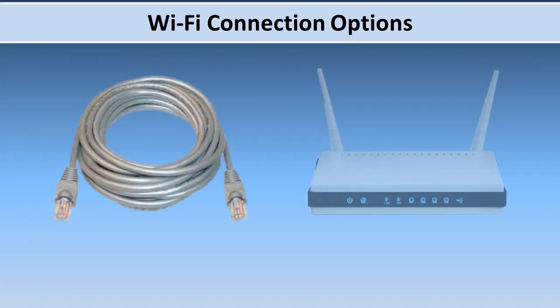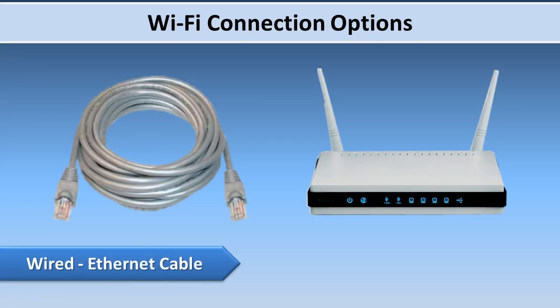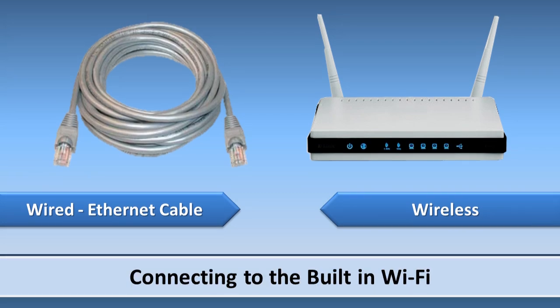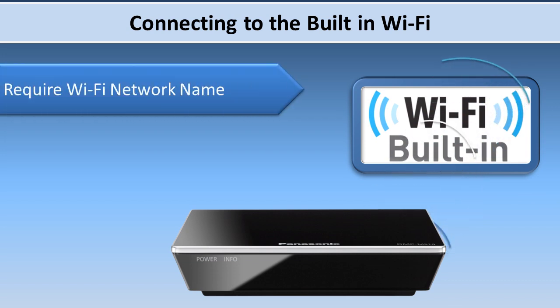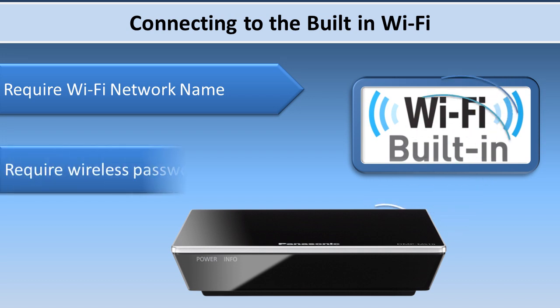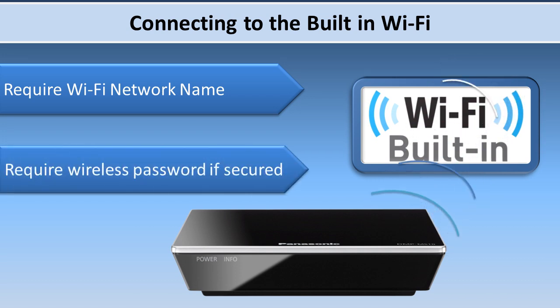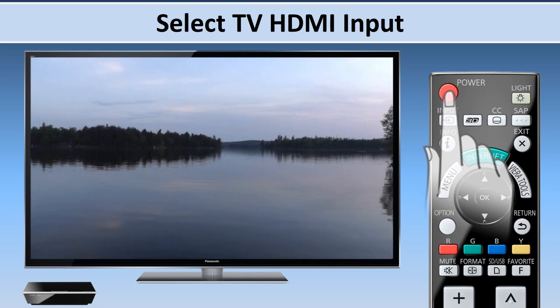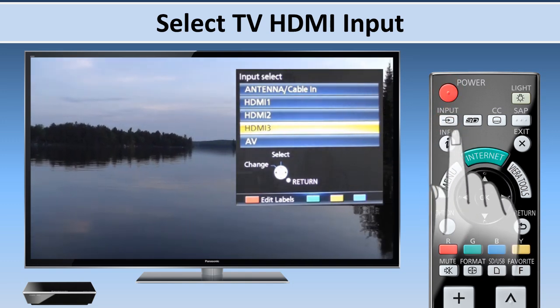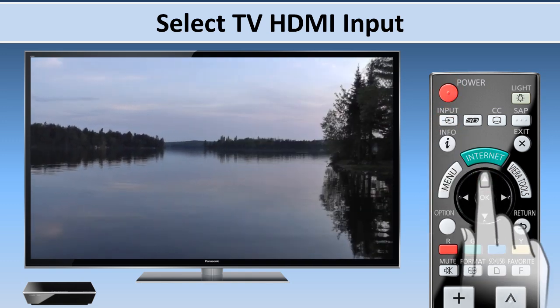There are two options to connect the player to your home network, wired or wireless. This video will show you how to connect with the player's built-in Wi-Fi. To make a wireless connection, you will need to know your Wi-Fi network name. If your wireless connection is secured, please be sure that you know the wireless password as set at the router. Turn the television on and set the TV to the HDMI input connection you chose for the media player.